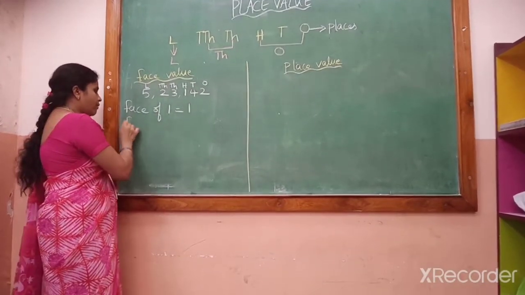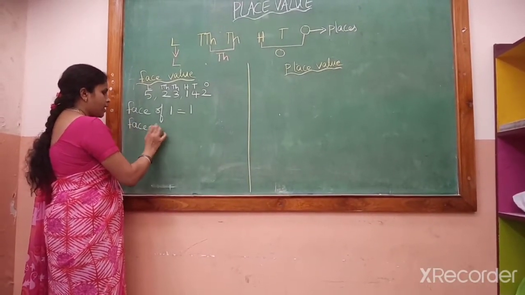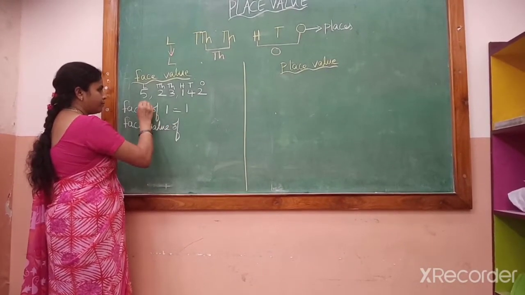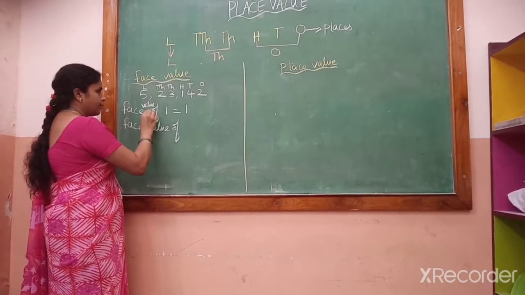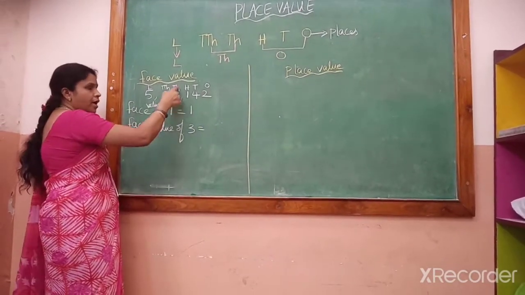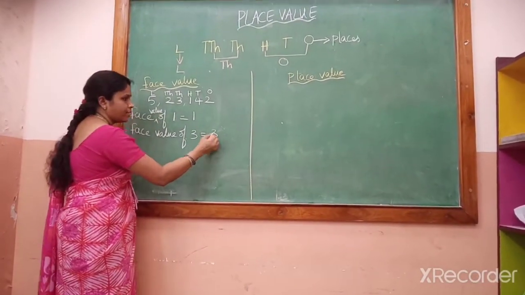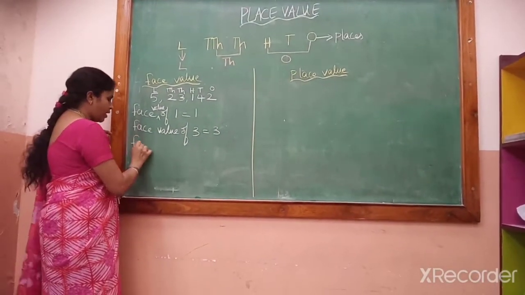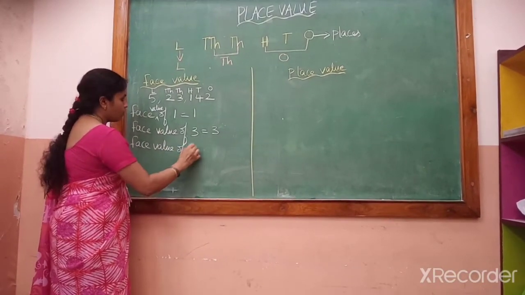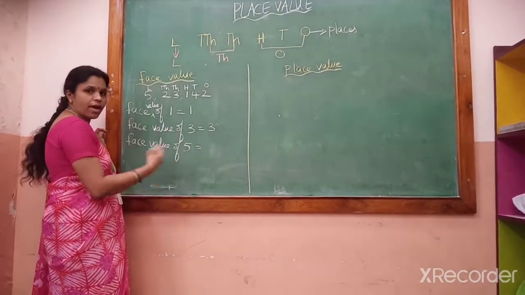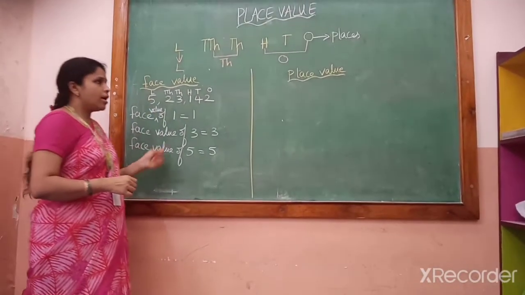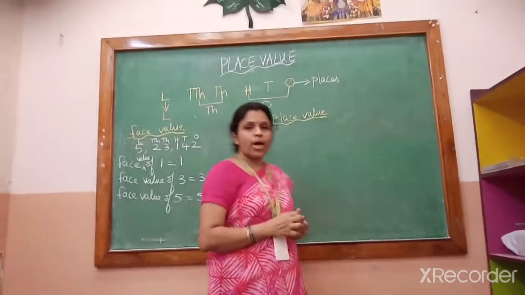Now in the same way we will see one more. Face value of, suppose I am taking 3. So face value of 3 will be 3. Now in the same way, face value of 5. So face value of 5 is 5. Is it clear?